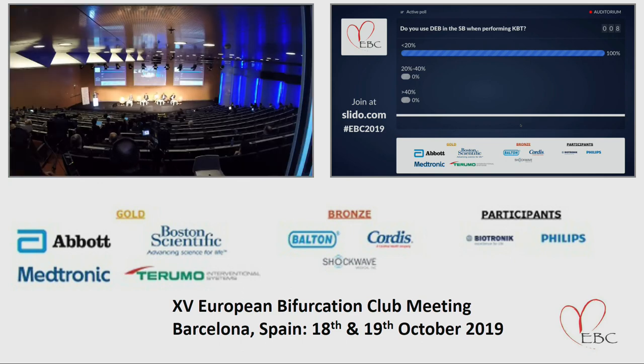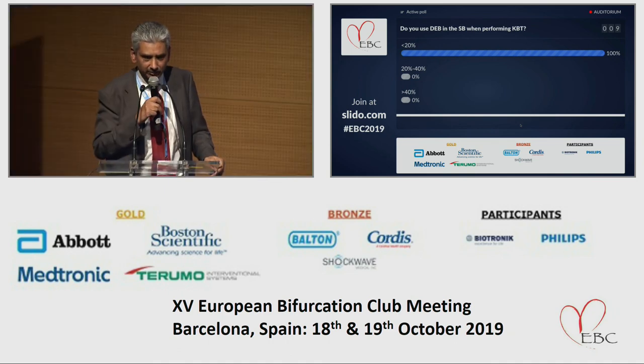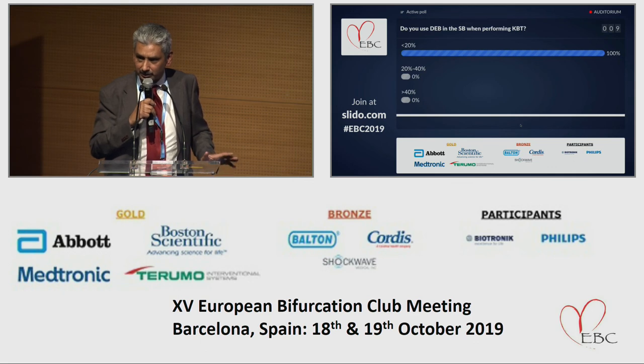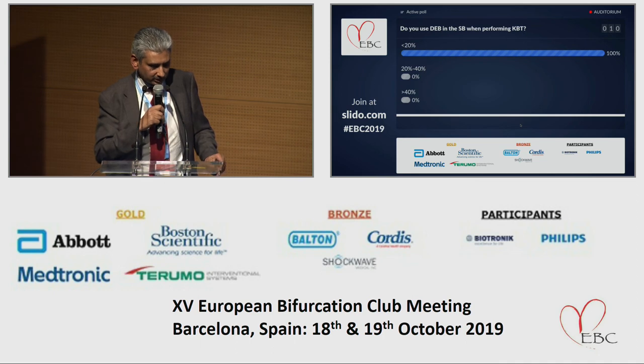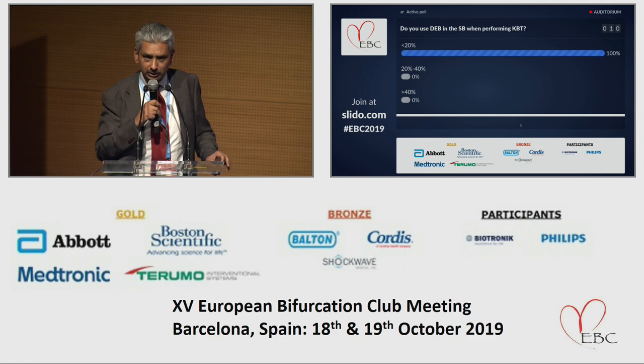So obviously, if it's a large branch, I routinely use drug-coated balloon in the side branch. I don't have follow-up data for this, but if the branch is more than 2.5 and clinically you are doing a kissing balloon and trying to improve the outcome, I try to use drug-coated balloon at the final. So less than 20%, the majority of the people will use. Anybody in the audience will never use drug-coated balloon in the side branch after kissing balloon inflation? So clearly, that is the majority view. Any other questions?